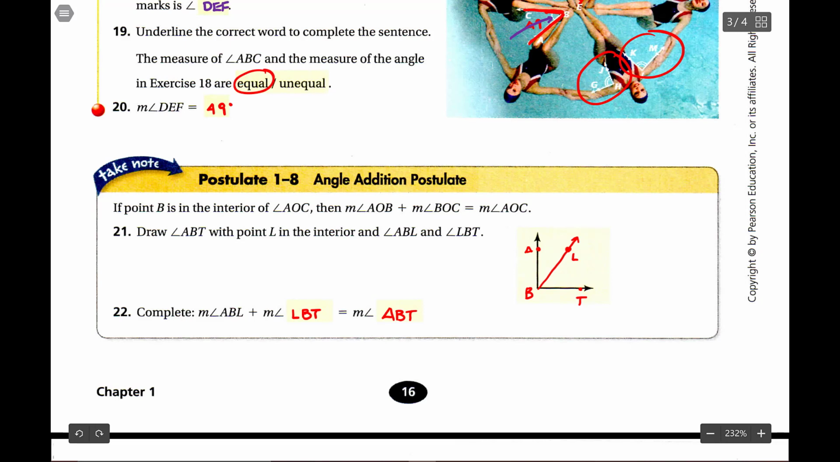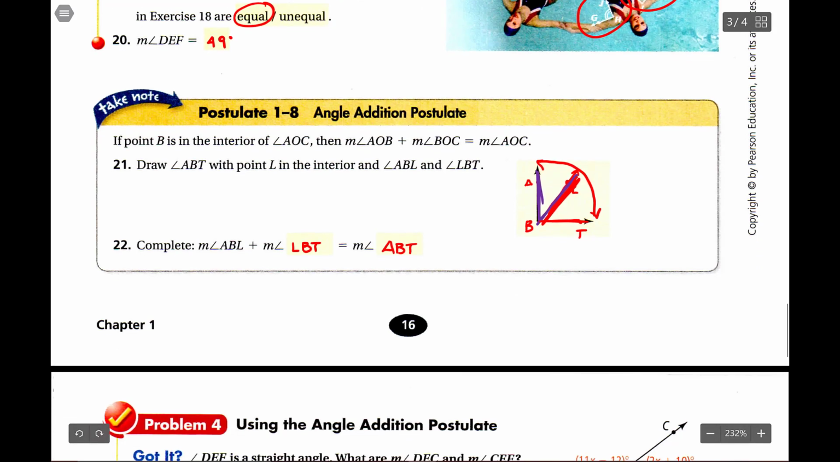All right, so if I add this angle ABL and this angle LBT, they're going to sum up to the total angle of ABT. So those two interior angles add up to make angle ABT.